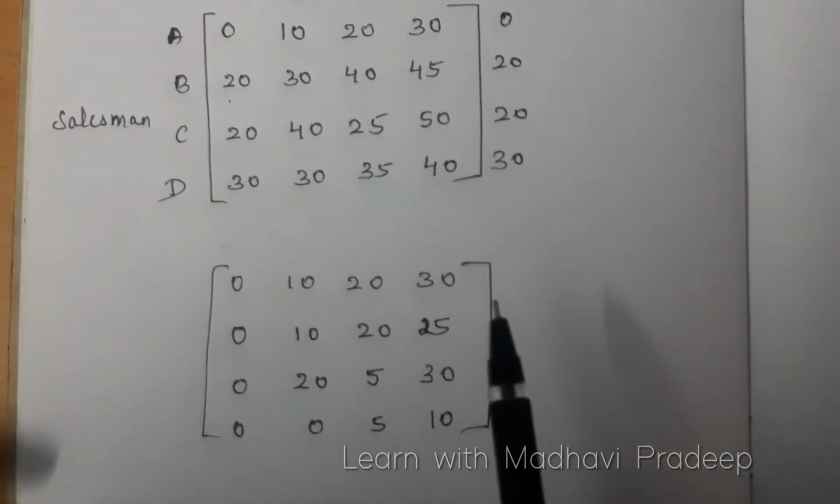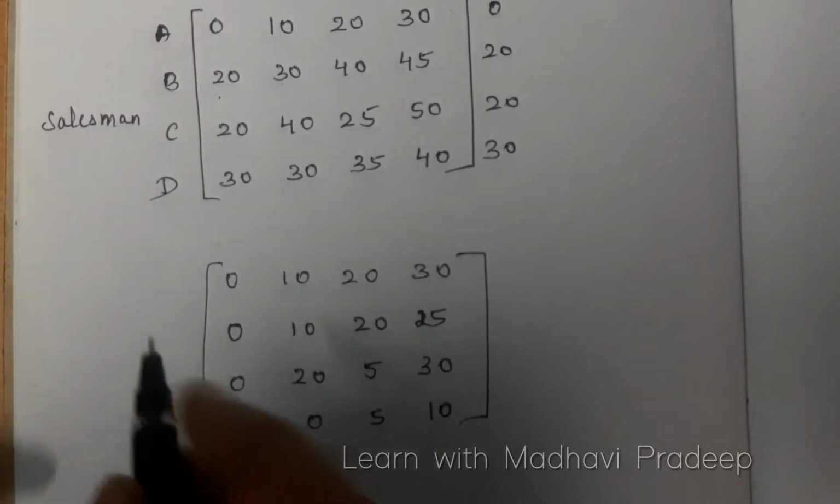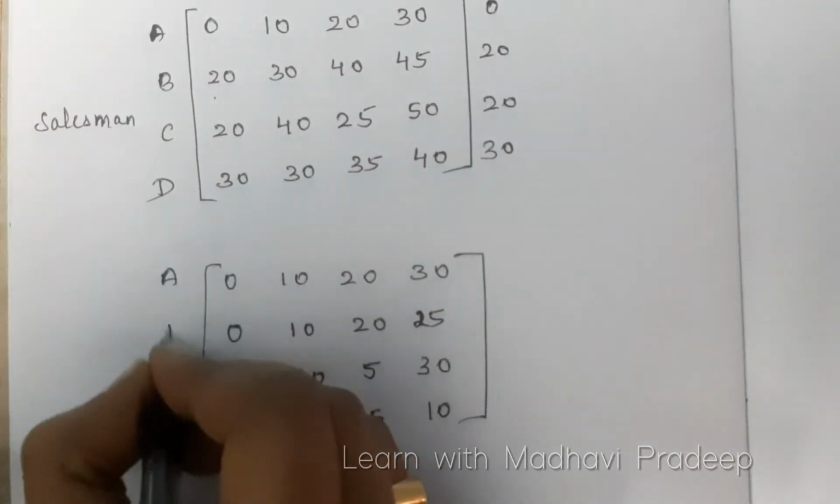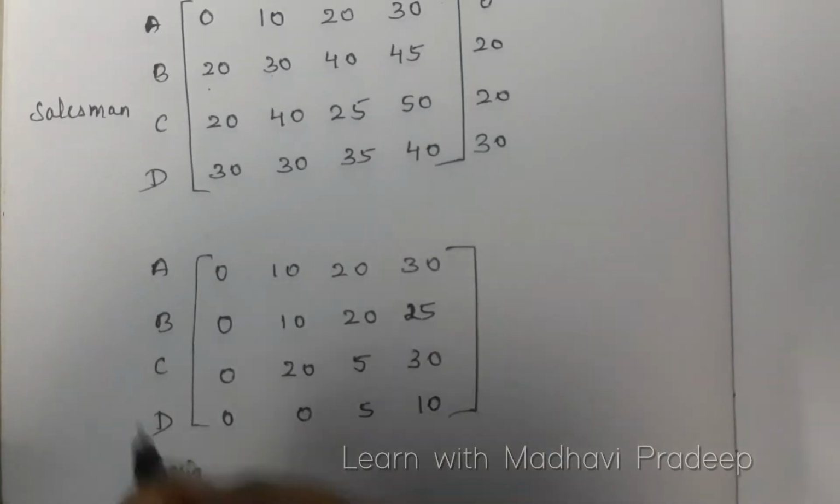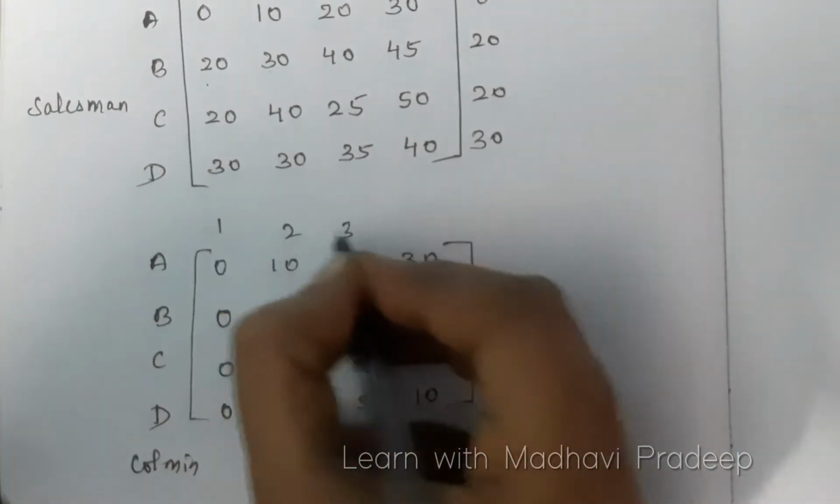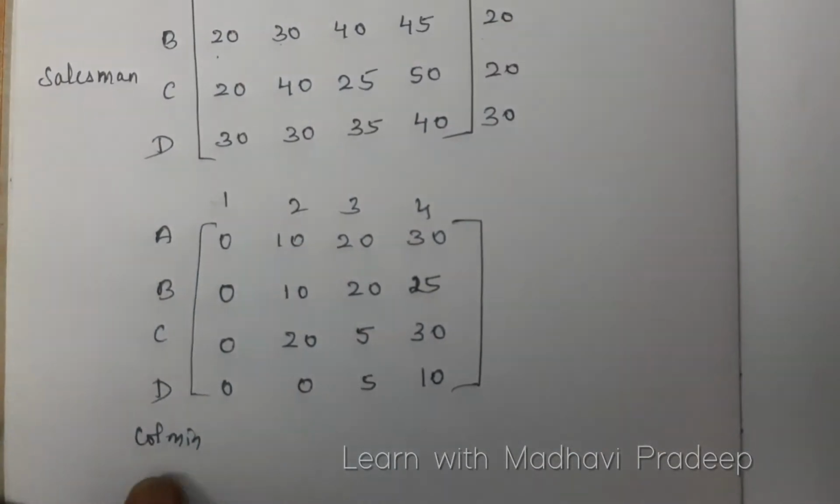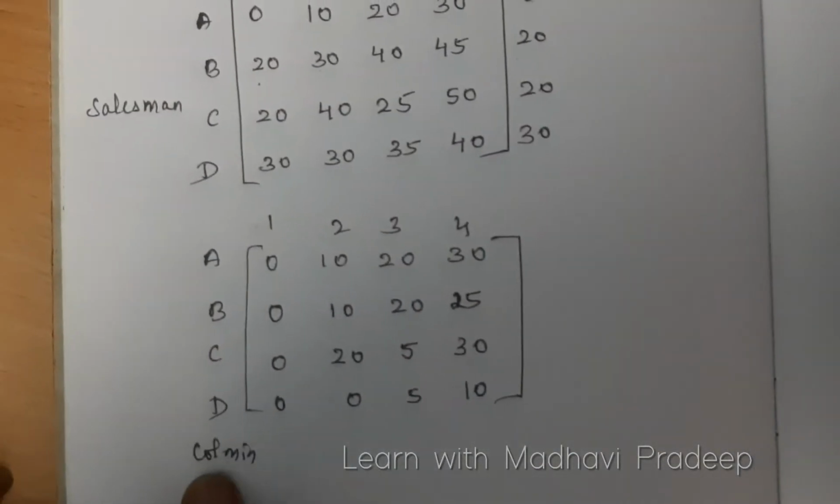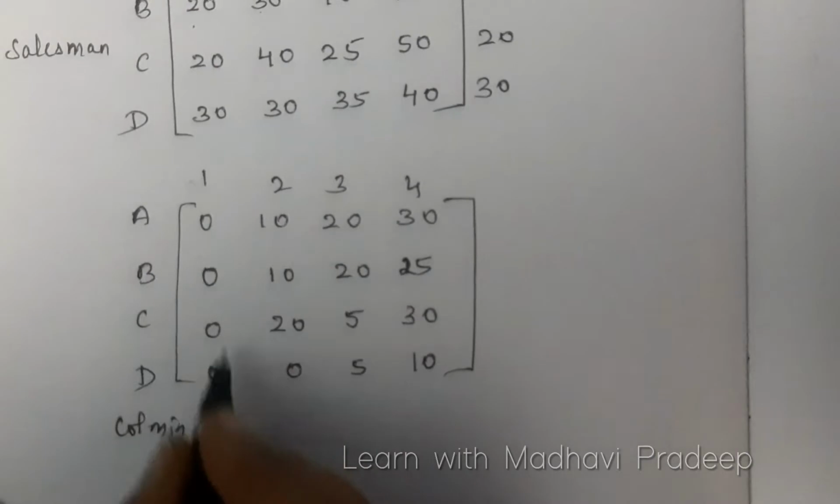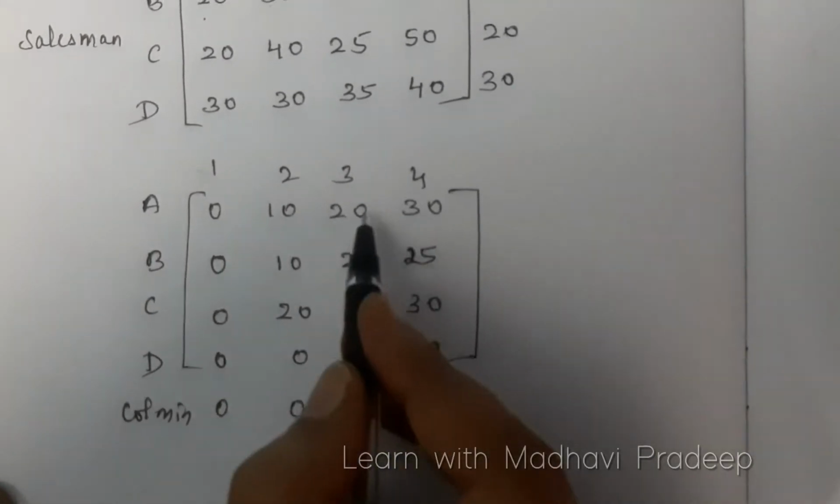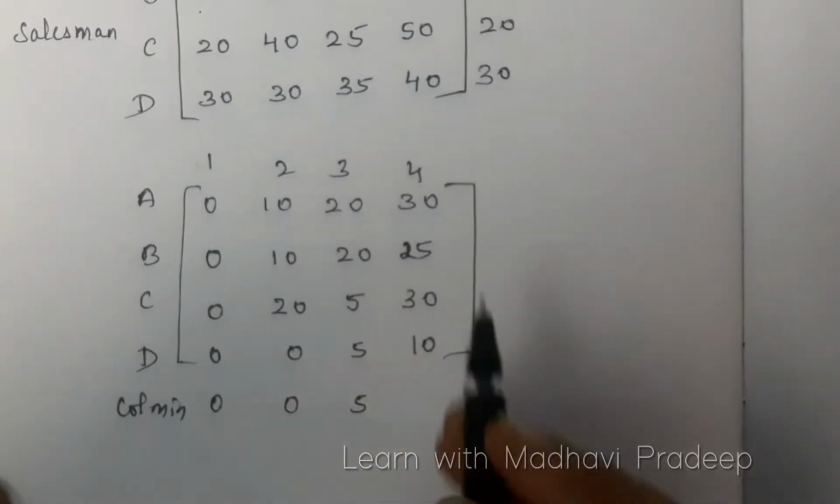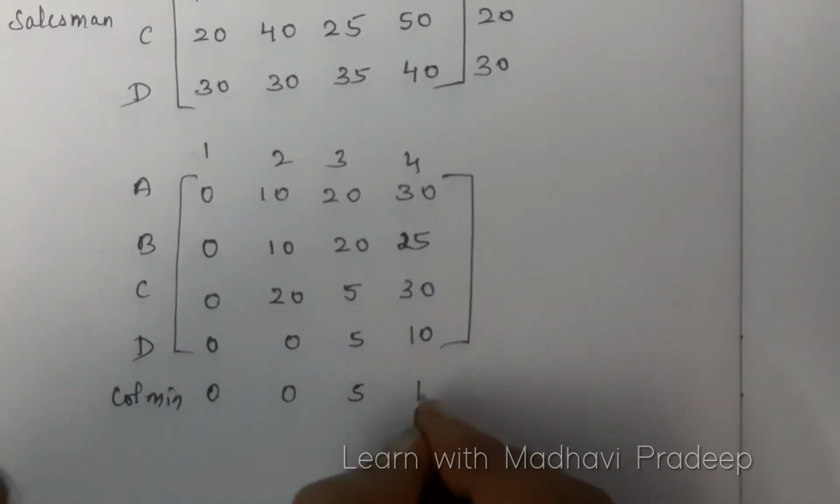Now, we need to proceed with the column reduction. To proceed with column reduction, you need to find the column minimum value first. So before that, name this. So now find the column minimum value. In the first column, the minimum value is 0. The second column minimum value is 0. The third column, the minimum value is 5. And in the fourth column, the minimum value is 10.